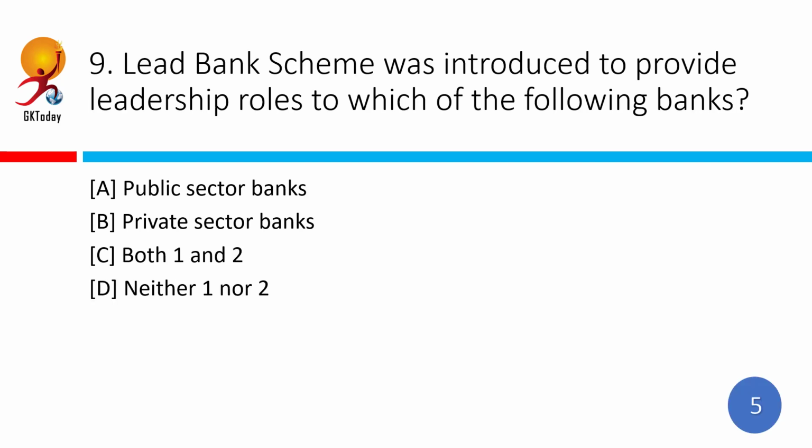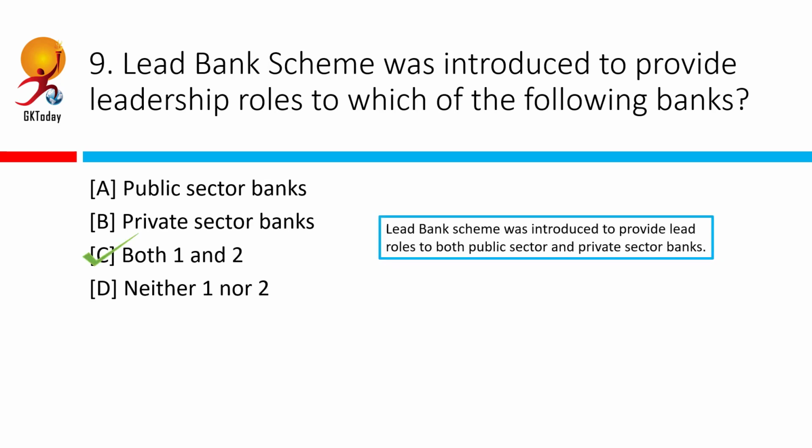Lead bank scheme was introduced to provide leadership roles to which of the following banks? Correct answer is both public and private banks. So option C is correct. Under the scheme, each district had been assigned to different banks, whether public and private, to act as a consortium leader to coordinate the efforts of the banks in the district, particularly in matters like branch expansion and credit planning. The lead bank was to act as a consortium leader for coordinating the efforts of all credit institutions in each of the allotted districts for expansion of branch banking facilities and for meeting the credit needs of the rural economy.